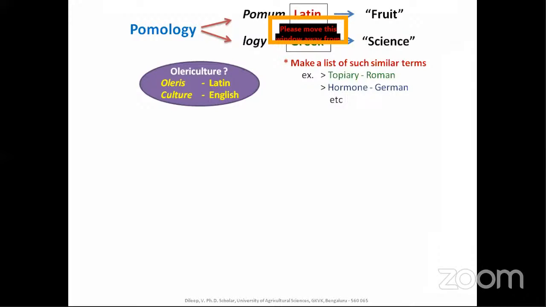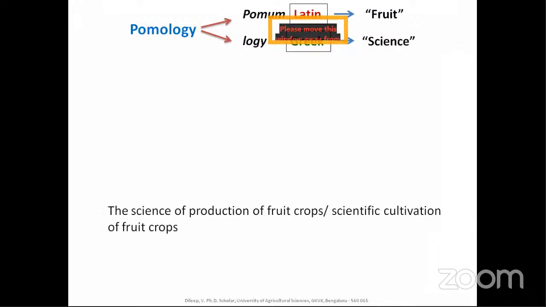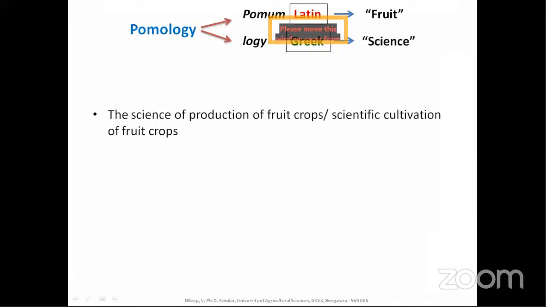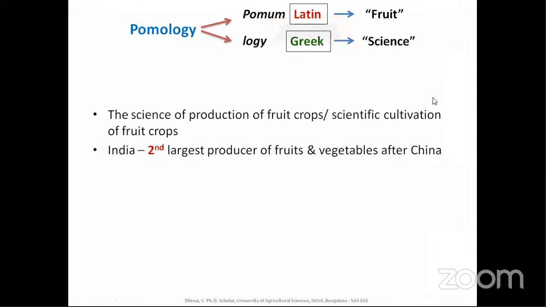No, when you get all these things in a list in one place, it will be very much helpful. So moving further to fruit science, this is the science of cultivation of production of fruit crops, or scientific cultivation of fruit crops. And the data is very much essential.